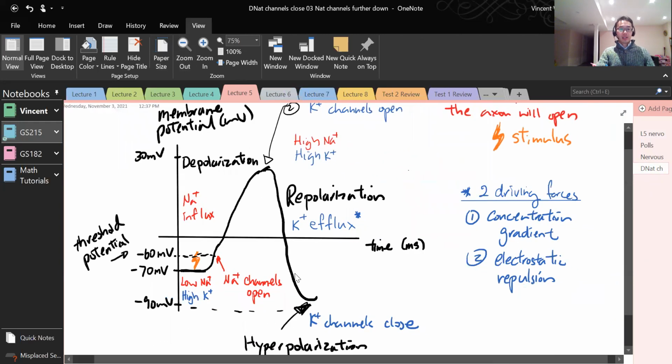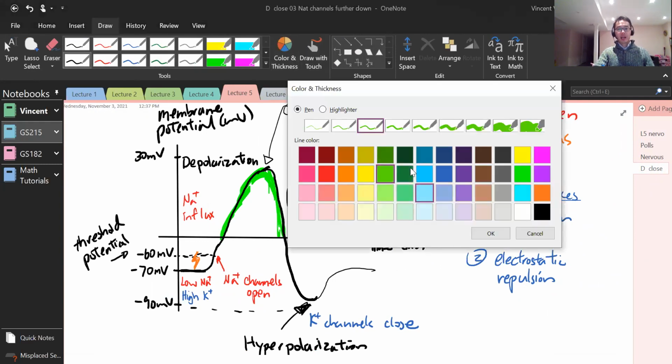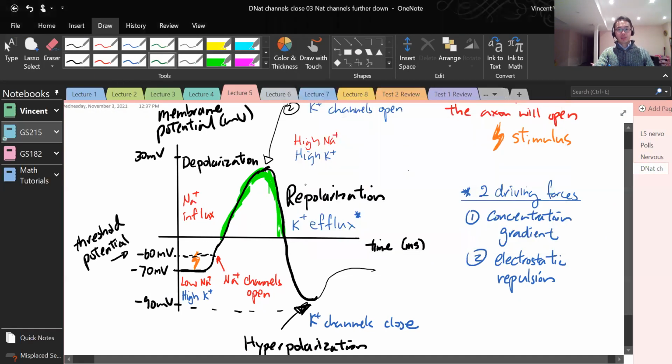All right, I'm just going to go back up to here. Now this temporary reversal of membrane potential, that's what we call the action potential. So this here, that is the action potential. It's a temporary reversal of membrane potential.